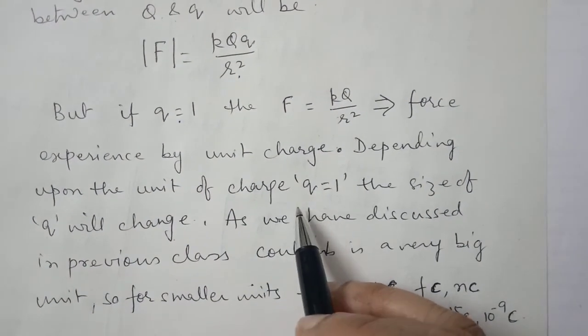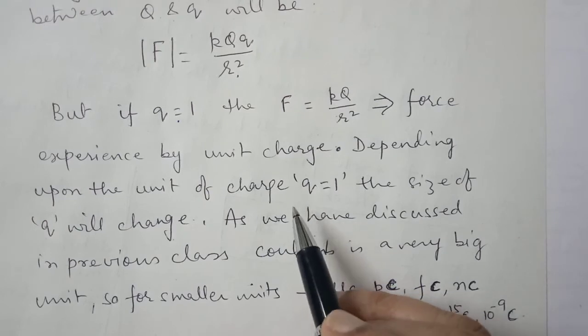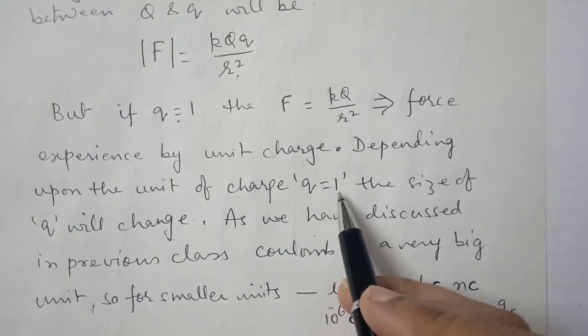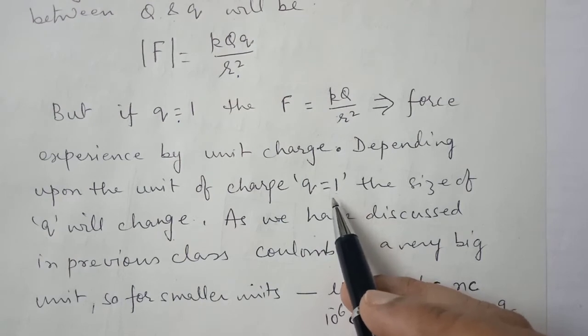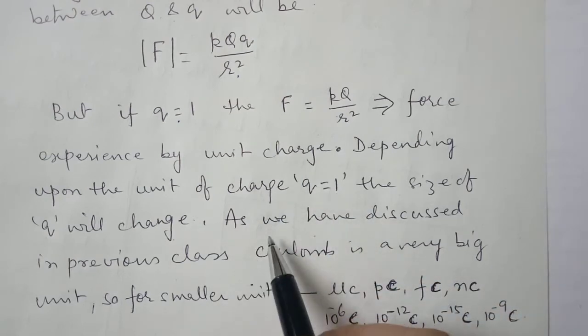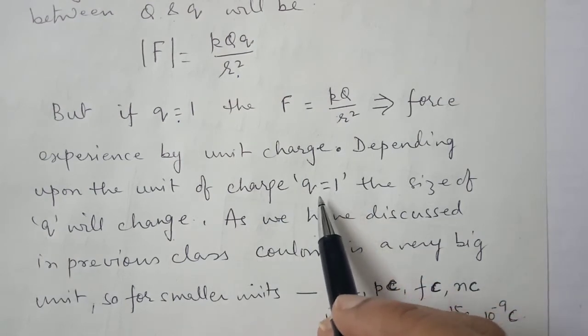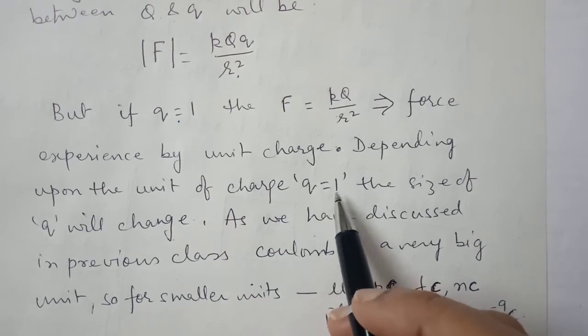Now, when I say q is equal to 1, I did not put a unit over here. Why? Soon I call it 1 coulomb. We know that 1 coulomb is a very, very big charge. We have realized it in our previous lessons. That means it has to be 1 but should have a very small value. So we will reduce the unit given to this charge.